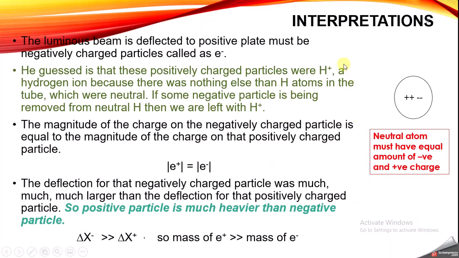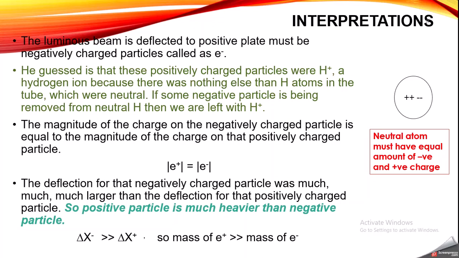So what did he interpret from these experiments? There were a few interpretations that were made from this experiment. He said that the luminous beam, that is the discharge, is deflected to the positive plate, so it must be negatively charged particles. And later on, these particles were called electrons.